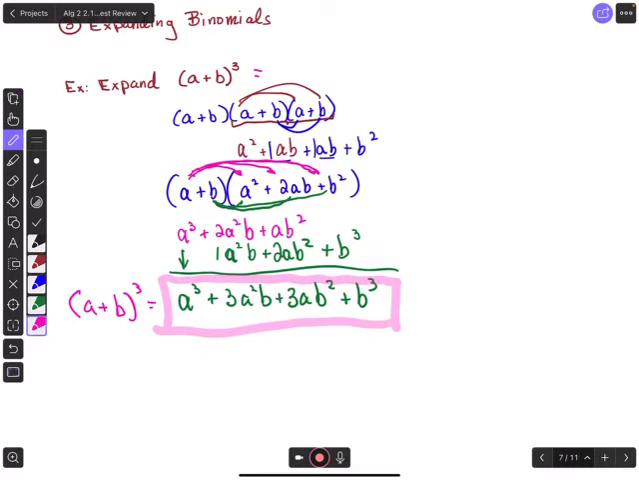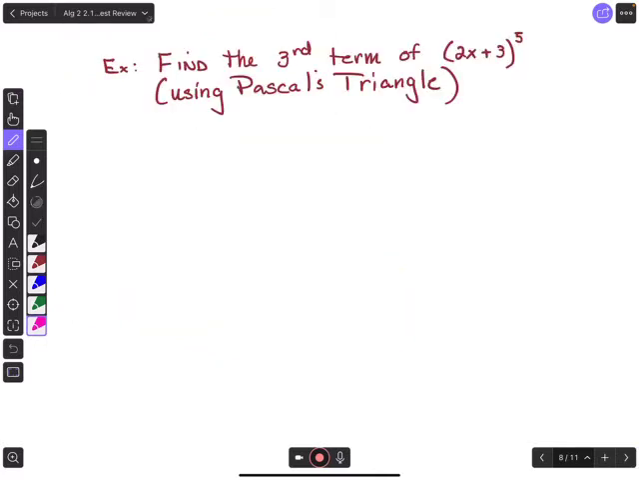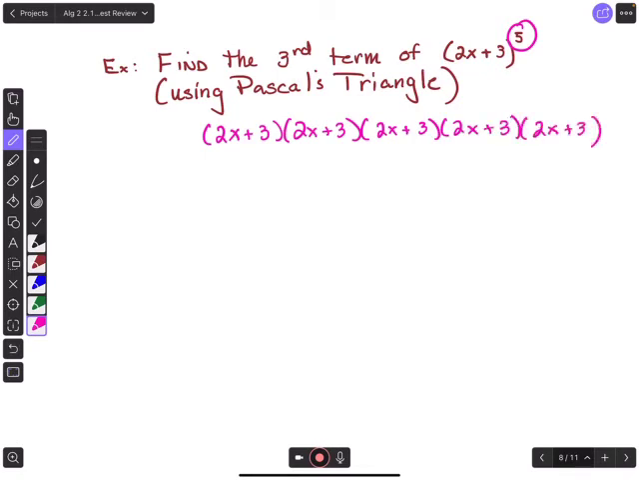And that's all good and dandy, everybody. This is only a plus b to the third power, but we discussed also what happens if we have a bigger expansion. So this is 2x plus 3 to the fifth power. And you can see that this would take quite a bit of time to multiply all that together. And so we used a method called Pascal's Triangle.